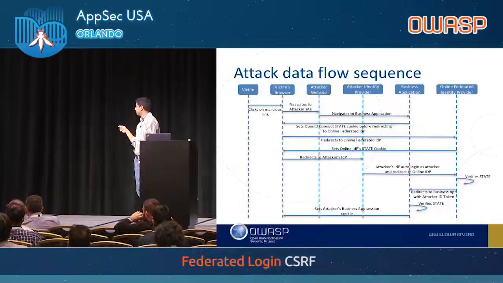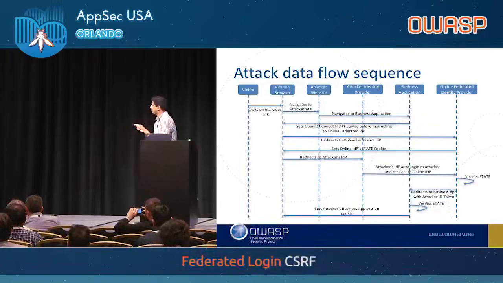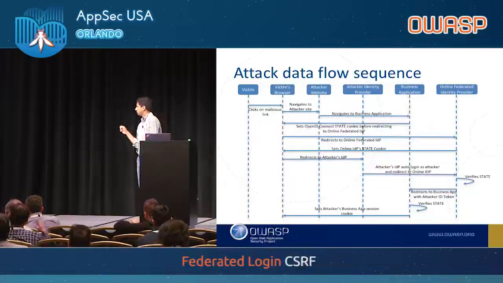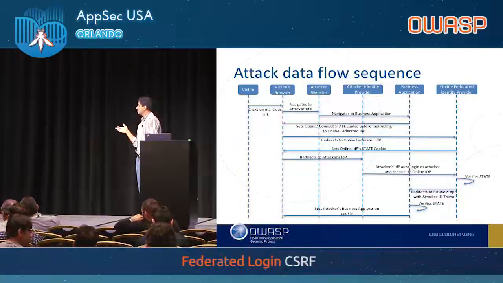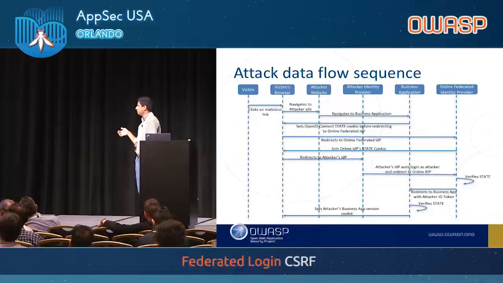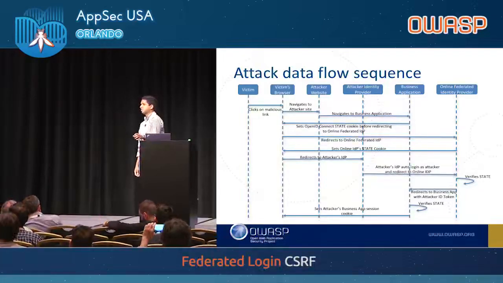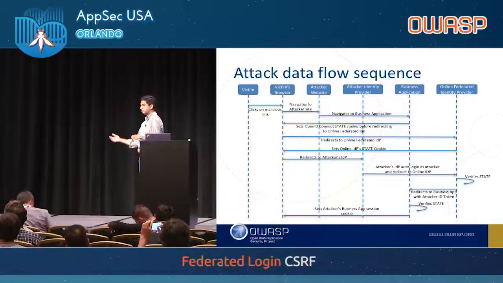It would then redirect to the business application with the attacker's ID token. The business application verifies the state again, sees everything is correct, and it would set the attacker's session cookie in the victim's browser. So the end result of all of this is that the attacker has established a session for the business application in the victim's browser.